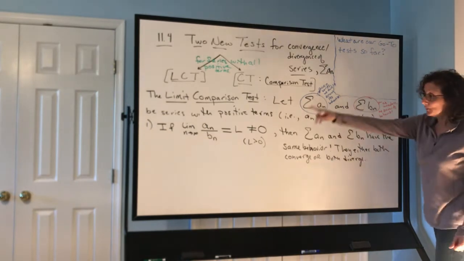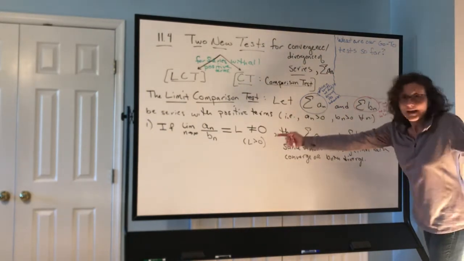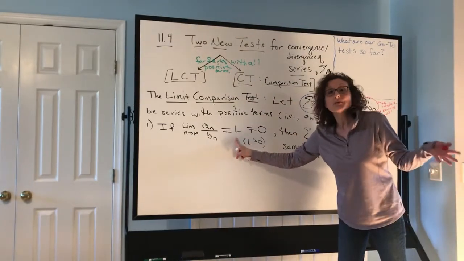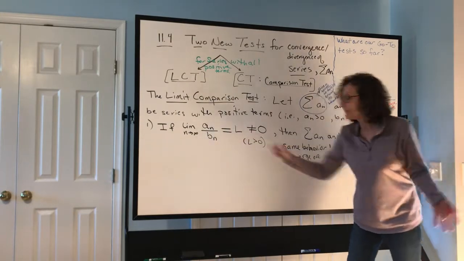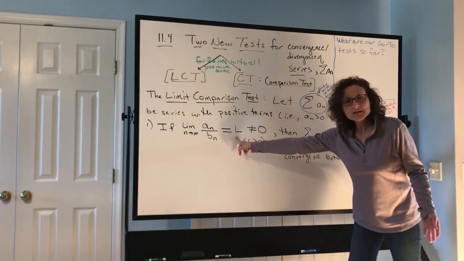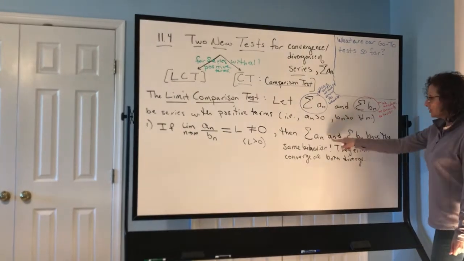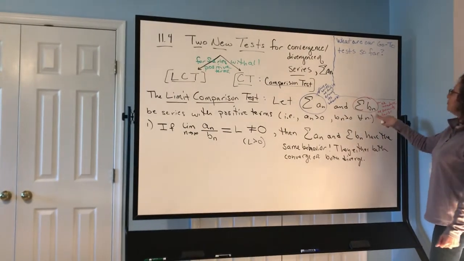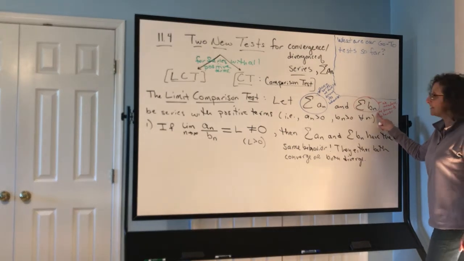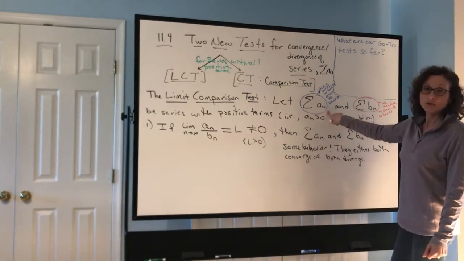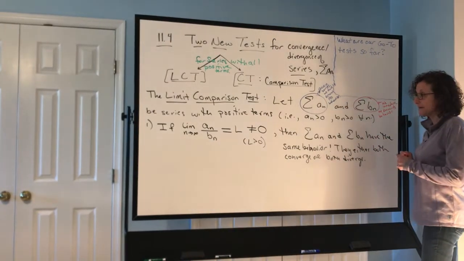so that if we look at this limit and we get a number L, any number that's not 0, you shouldn't get anything negative, you get a non-zero number, then you know that those two things have the same behavior. You purposely picked this one because you knew its behavior, and that will tell you the behavior of the harder series that you don't know the behavior of.